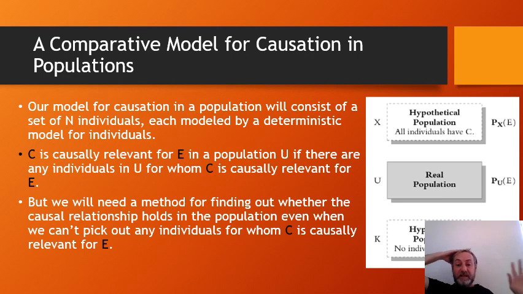We'll then say that C is causally relevant for E in a population U. So U is the name of the population. If there are any individuals in U for whom C is causally relevant for E. That might seem a little strange, right? So wait, it'll be causally relevant in this whole population of 100 individuals if there's only one for whom it's causally relevant? Yeah, that's what we're saying. But that's going to be useful later when we get into it. What we need then is a method for finding out whether there is any individual for whom C is causally relevant, even if we can't necessarily pick that individual out.